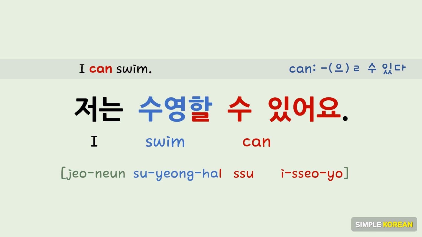저는 수영할 수 있어요. I can swim. 수영하다 is the main verb. Can is 을 수 있어요 in Korean. Can swim is 수영할 수 있어요 in Korean. 수영하다 is swim, the main verb. The auxiliary verb 을 수 있어요 is placed after main verb 수영하다. So, 저는 수영할 수 있어요.